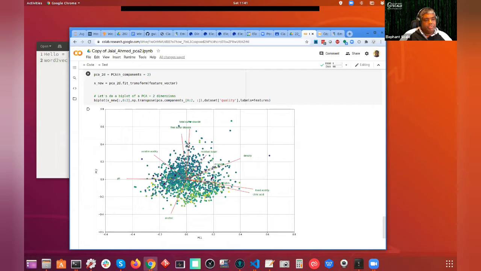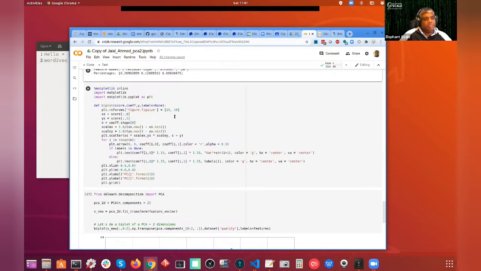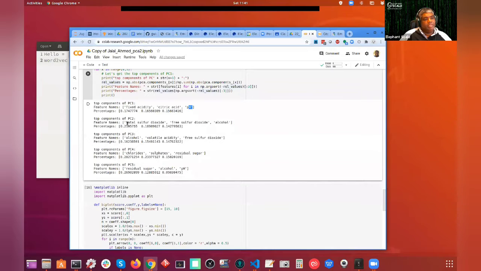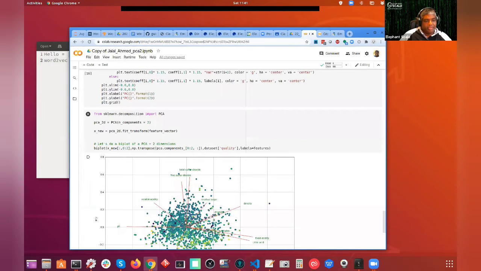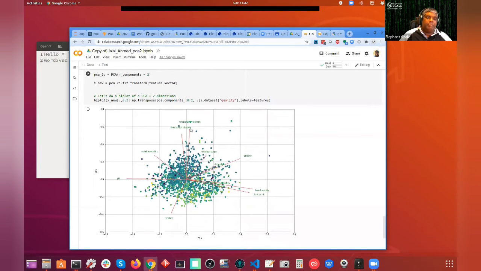Let's look at something in PC2. Which attribute do you think is more influential on the PC2 axis? Looking at it this way, which one is the larger vector? Total sulfur dioxide? Okay, let me check PC2. See, that's a dominant feature. So total sulfur dioxide is the first dominant feature. Next one is free sulfur dioxide. And if you look at the graph, it makes sense, because these are the large vectors influencing PC2.